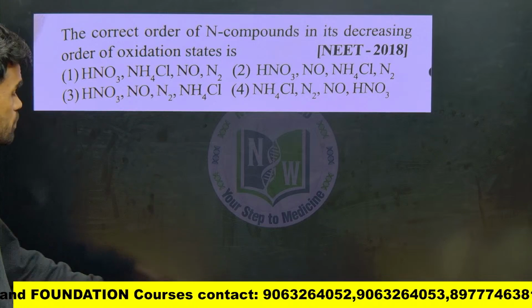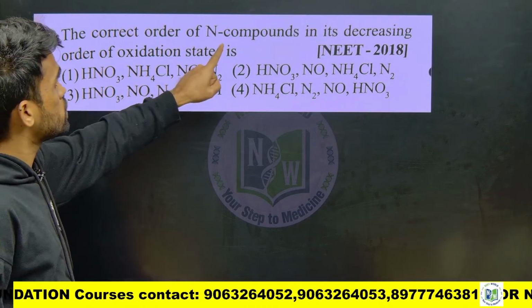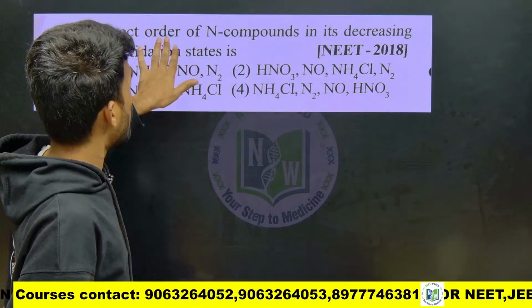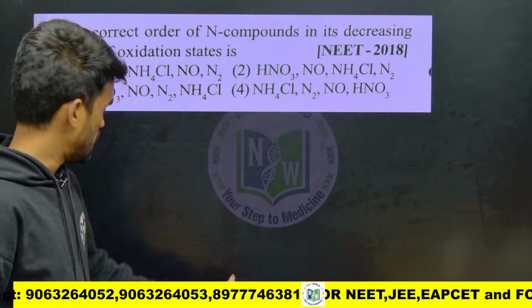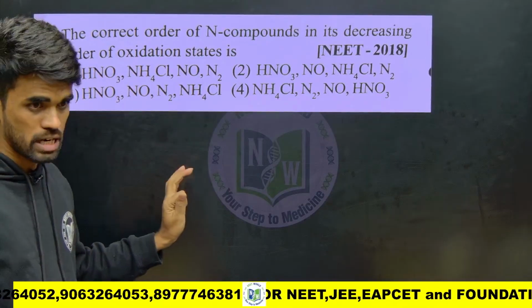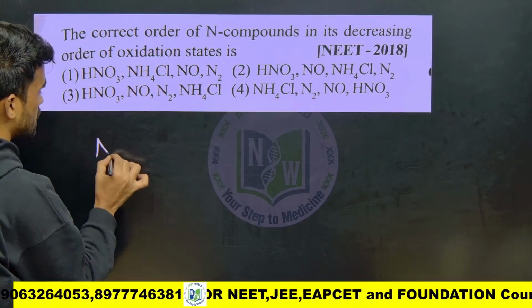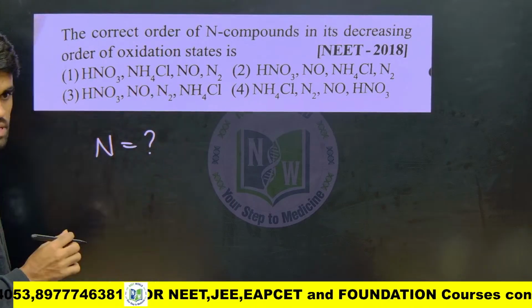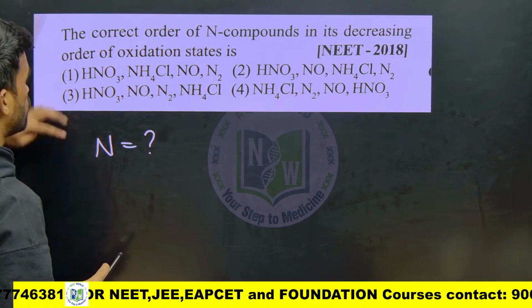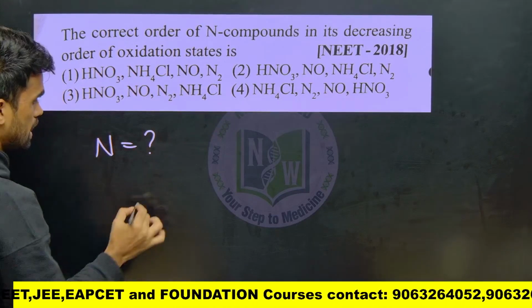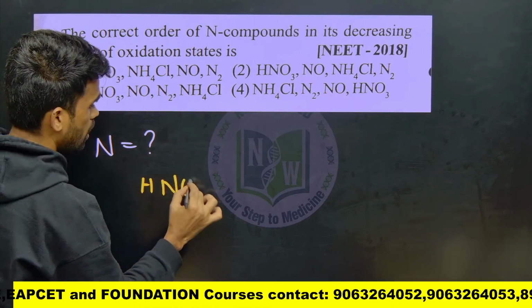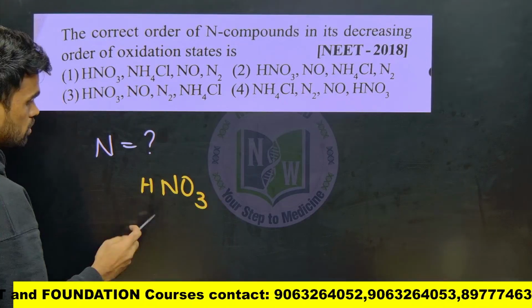See, the correct order of nitrogen compounds in decreasing order of their oxidation state. It means what is our central atom here? Nitrogen atom. So you need to find the oxidation states of this nitrogen in each of these cases. So how can we do it? Let us say these are the 4 options, so 4 compounds in each option. Let us take first HNO3.